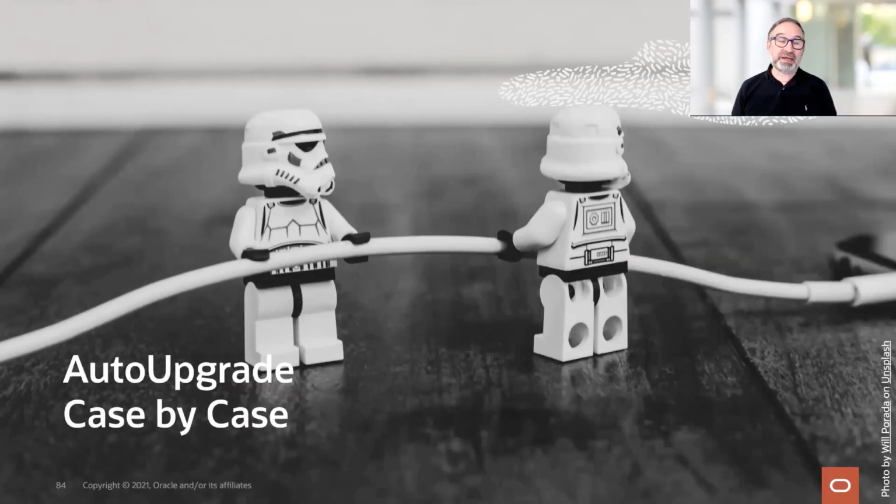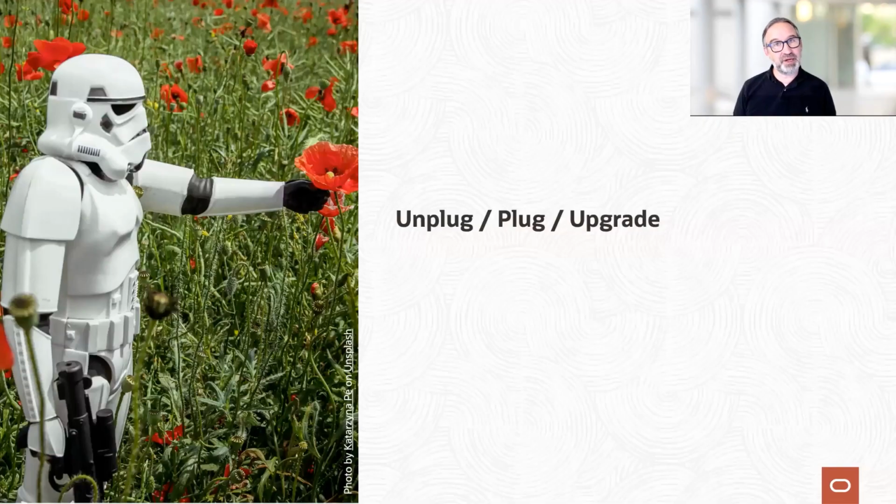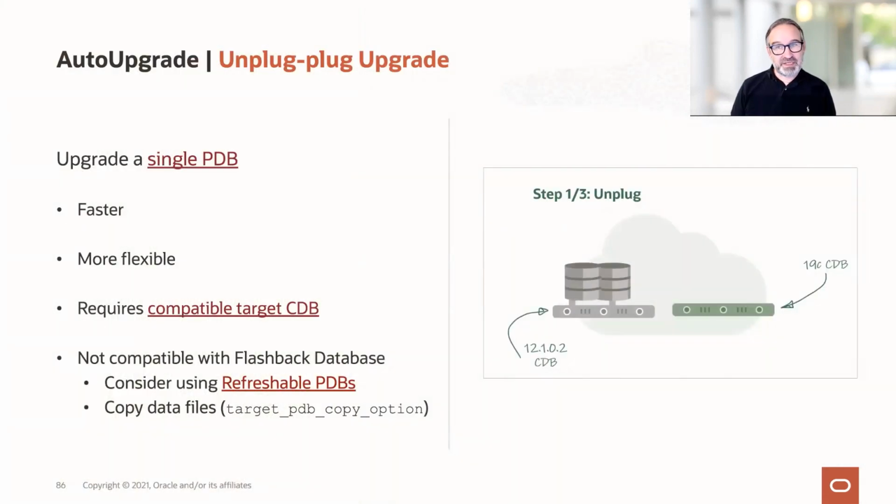AutoUpgrade now on a case-by-case basis. And let us start with unplug-plug upgrade. So the idea is, as you can see on the animated picture, we unplug a PDB, we plug it into a different CDB, and then we let it upgrade. So unplug the PDB, plug in, upgrade.